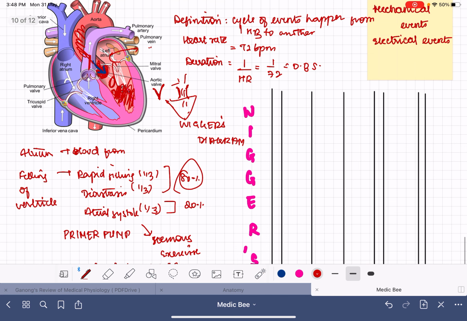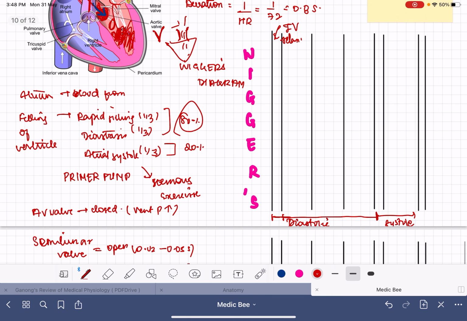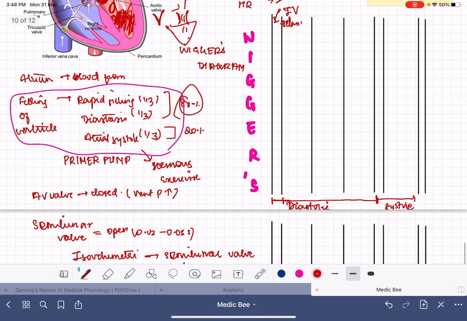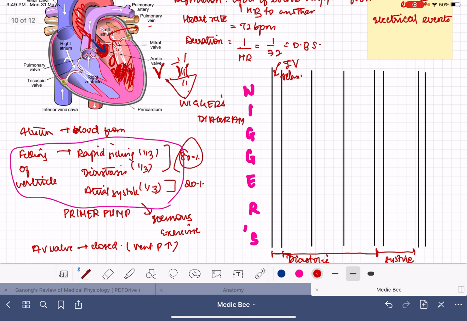And the first part of this phase is called the isovolumetric relaxation. The diastole is divided into three parts, based on the filling of the ventricles. The first is the rapid inflow, when the blood, due to gravity, falls directly from the atria to the ventricles as the AV valves open.